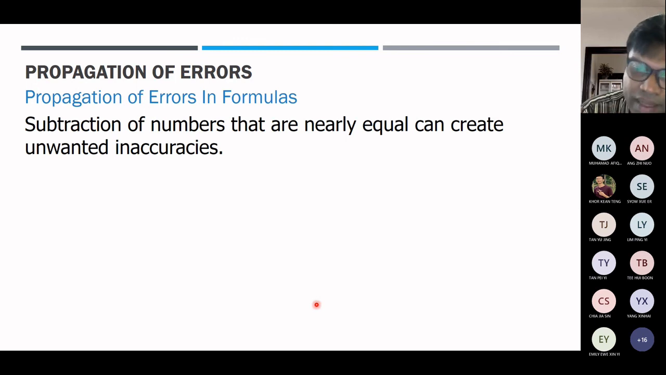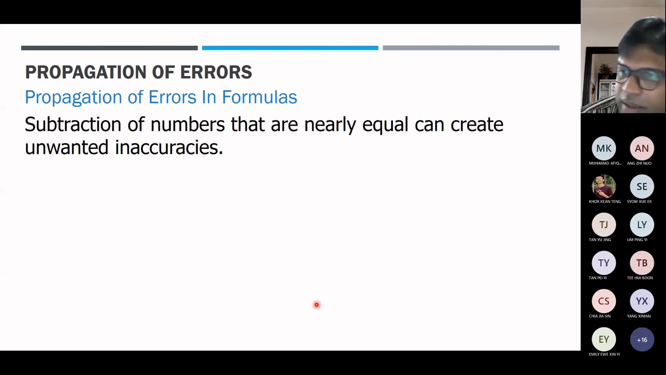Remember that in propagation of error, we usually claim that the subtraction of numbers that are nearly equal can create unwanted inaccuracy. So subtracting numbers which are close to each other also leads to unwanted inaccuracies in the function. We can prove that based on these examples and this function.